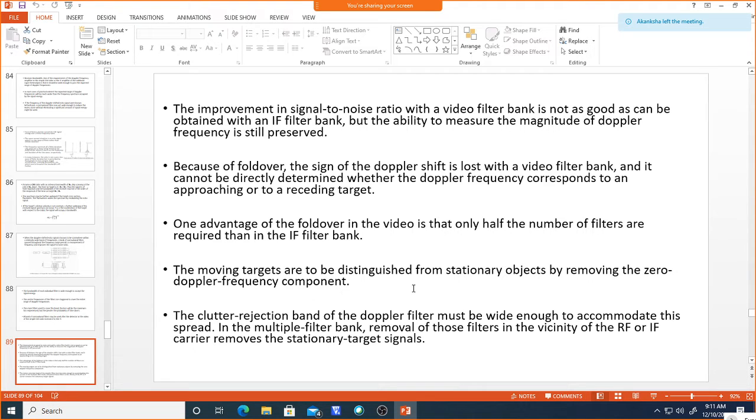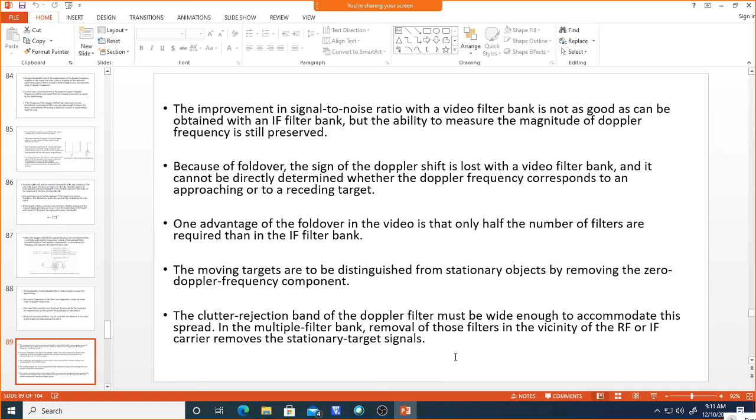The moving targets are to be distinguished from the stationary targets by removing the zero Doppler frequency component. Stationary means there is no change in the Doppler frequency, so that component you can remove. Only whenever the target is moving, due to the path variation, the frequency will change. That frequency change we can detect as a moving target. The component with no change in frequency represents the stationary objects.